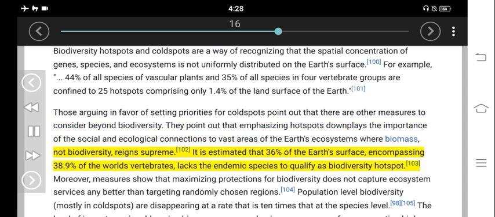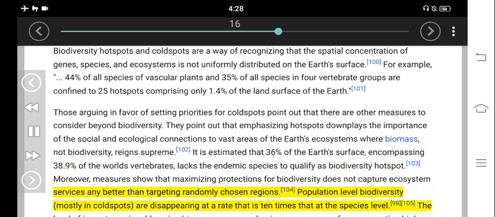It is estimated that 36% of the Earth's surface, encompassing 38.9% of the world's vertebrates, lacks the endemic species to qualify as a biodiversity hotspot. Moreover, measures show that maximizing protections for biodiversity does not capture ecosystem services any better than targeting randomly chosen regions. Population-level biodiversity, mostly in cold spots, is disappearing at a rate that is 10 times that at the species level.